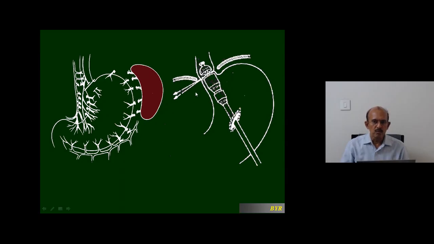So by this method, we are stopping the inflow into the varices. The varices get the blood from these sources. That's why you are cutting all these sources. That's why the veins collapse and bleeding will stop.